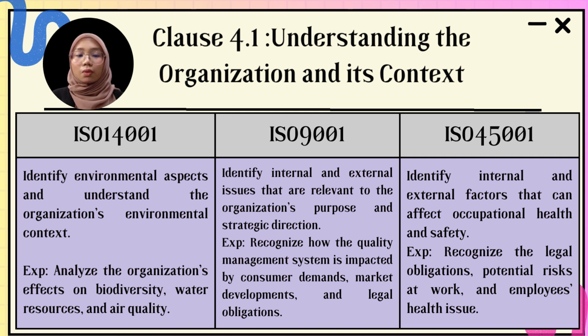As for ISO 9001, it focuses on identifying internal and external issues that are relevant to the organization's purpose and strategic direction. For example, organizations can recognize how the quality management system is impacted by consumer demands, market developments, and legal obligations. As for ISO 45001, it focuses on identifying internal and external factors that can affect occupational health and safety of staff. For example, organizations can recognize the legal obligations, potential risks at work, and employees' health issues.